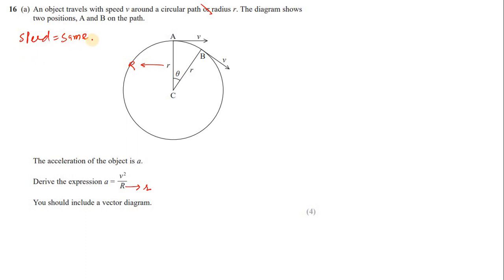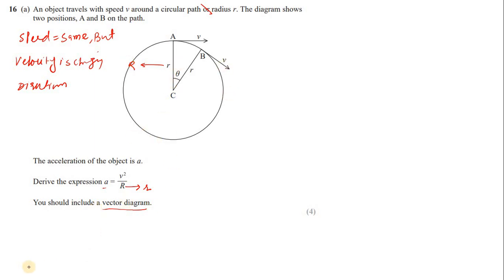But velocity, which is a vector quantity, is not the same. It is changing, because direction is changing. Clearly, at point A you have a direction as per the diagram. You can say this is east, and at B the direction is between east and south. So direction is changing, so velocity is changing, and due to the change in direction of the velocity we have acceleration. So basically we need to draw a vector diagram of velocity change.